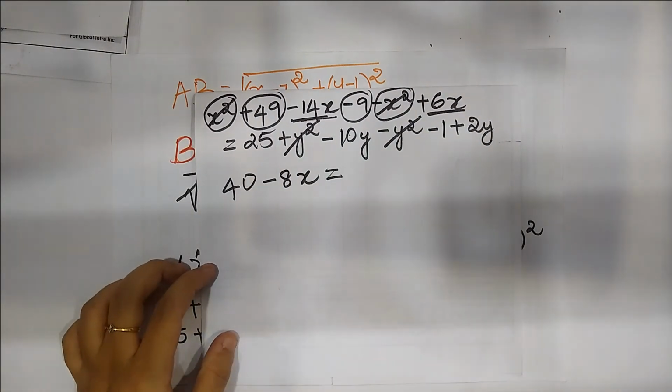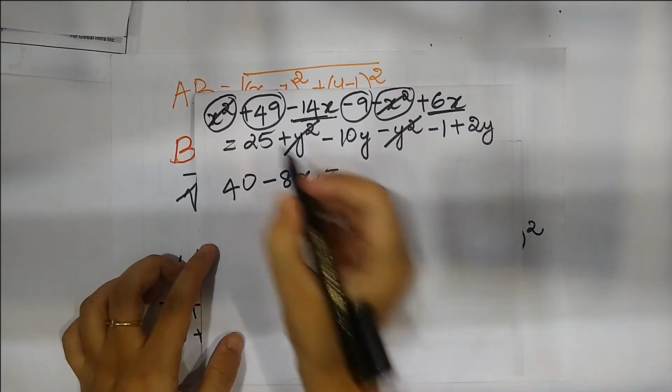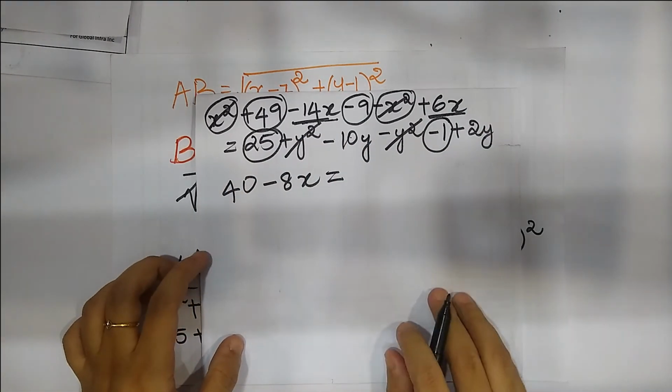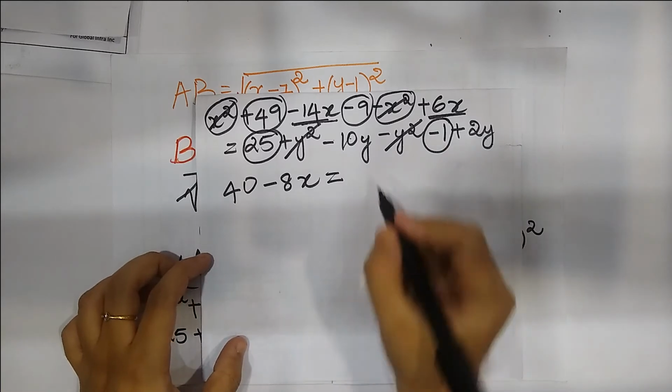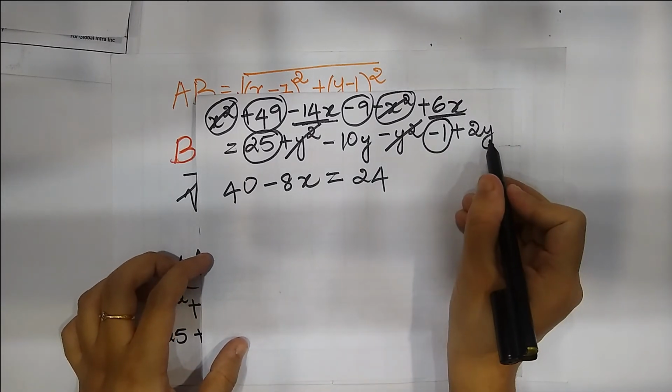That will be equal to y square and minus y square already got cancelled. Let us only look at the whole numbers. We have 25 and minus 1. So 25 minus 1 is 24. And then what do we have?